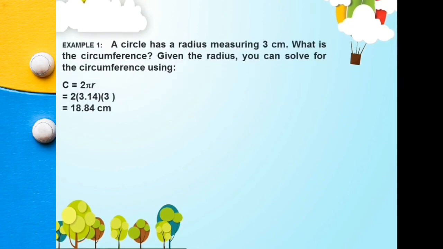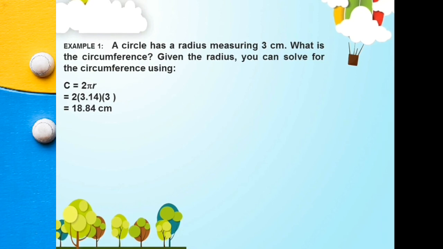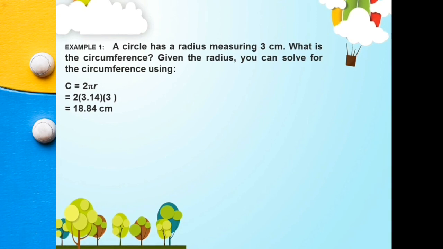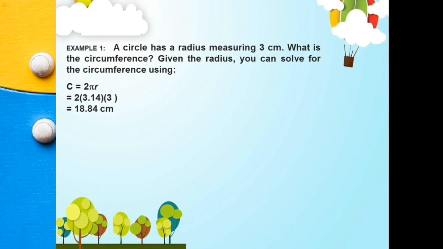Okay, example: a circle has a radius measuring 3 cm. What is the circumference given the radius? You can solve for the circumference using the formula C is equal to 2 times pi times r. So just simply substitute the values. The given radius is 3 centimeters. Okay, since we already know the value of pi, which is approximately 3.14, then just simply substitute in the formula. 2 times 3.14 times 3 is 18.84 centimeters.